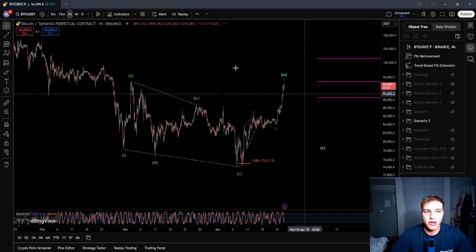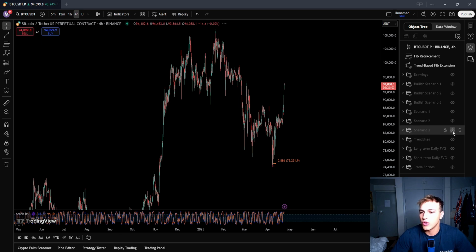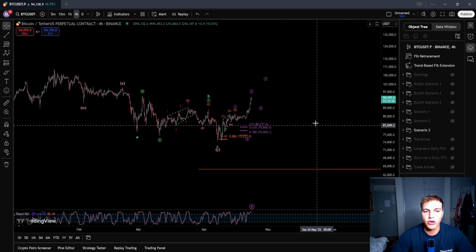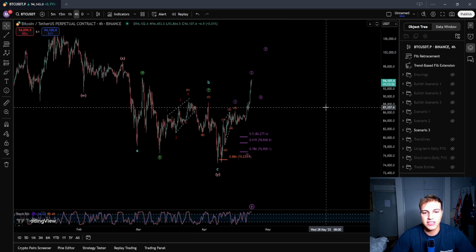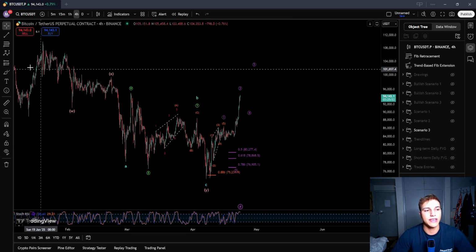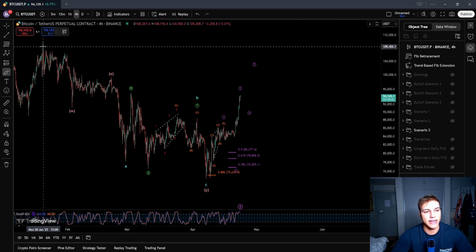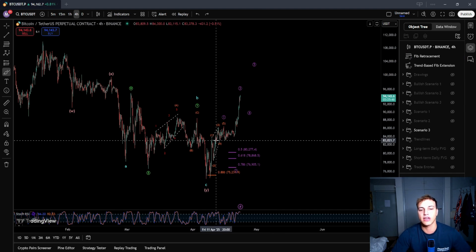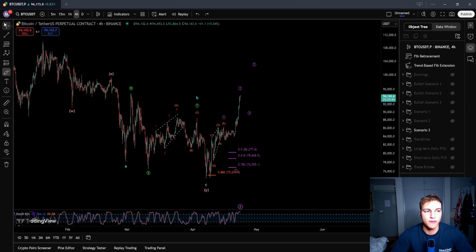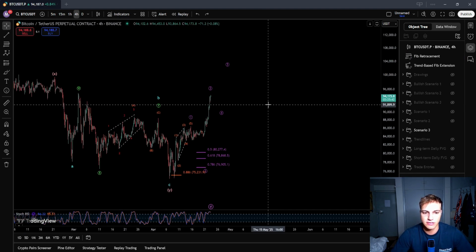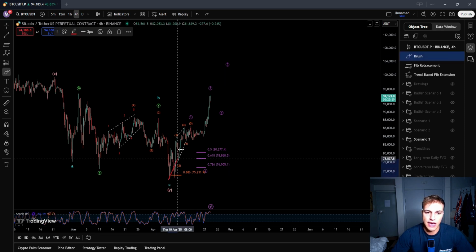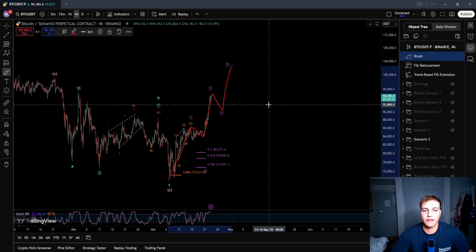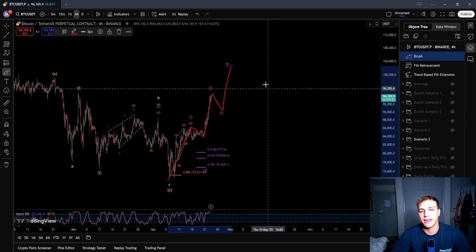Now, if we go to scenario 3, we can see that scenario 3 is the most bullish scenario, but in my opinion, the least likely, right? Here we have the finishing of a WXY towards the downside, and now we are looking for a 5-wave move up, right? Here we have a 1, 2, 3, 4, 5. That is what we're currently looking for in this scenario.